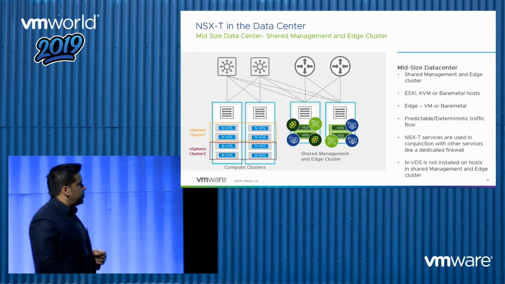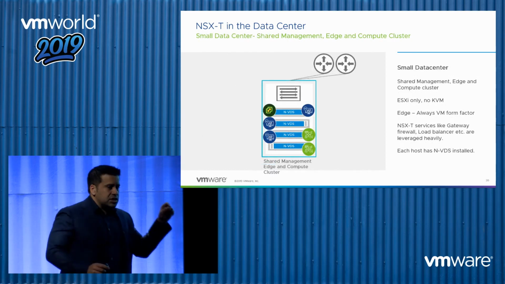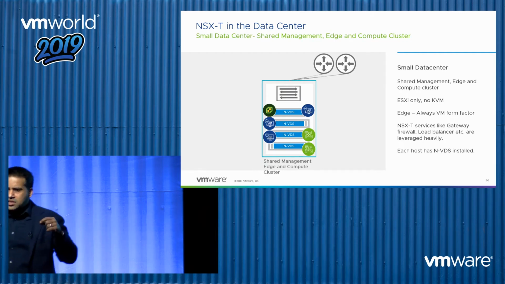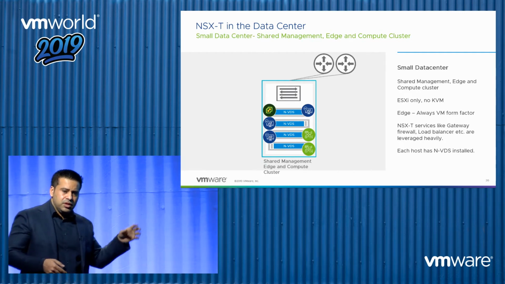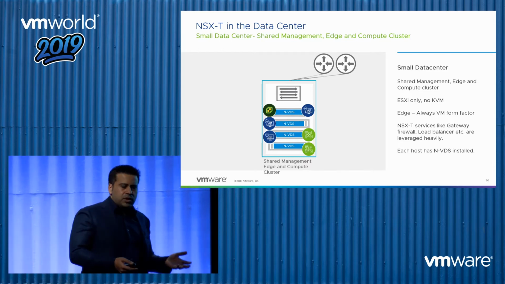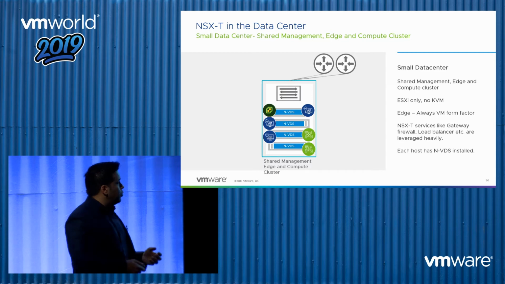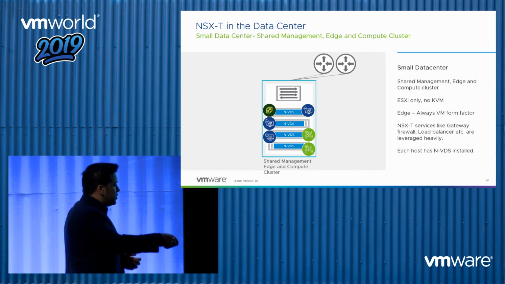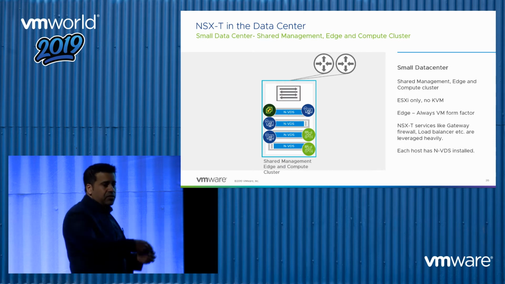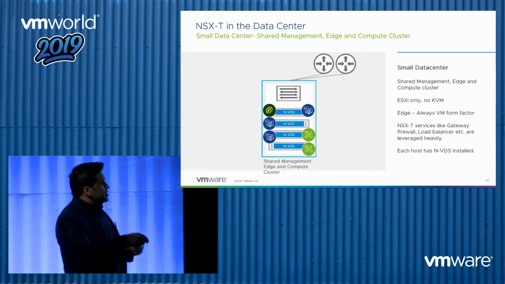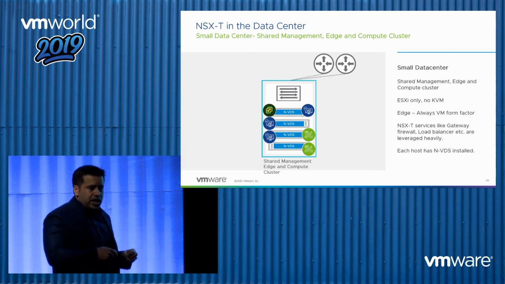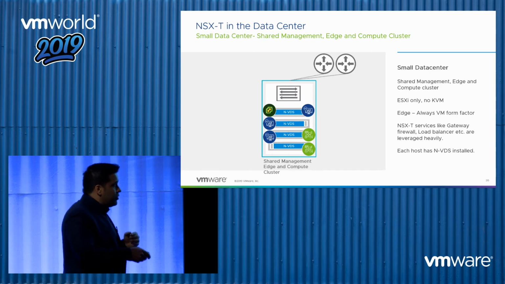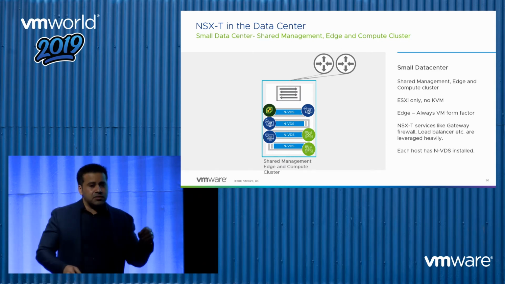Let's move to a smaller design. In this case, when you have 4 hosts or 6 hosts in your cluster, what do you do? You can't dedicate hosts for your management and running edges. So what I have here is that vCenter, NSX Manager, and NSX Edges all sit on NVDS. They all sit in the shared management edge cluster. Each host would have a VDS installed. Now, this is an ESXi-only design. We do not support Edge VM on KVM today. Edge would always be a VM form factor, and you would leverage NSX-T services heavily in this design.